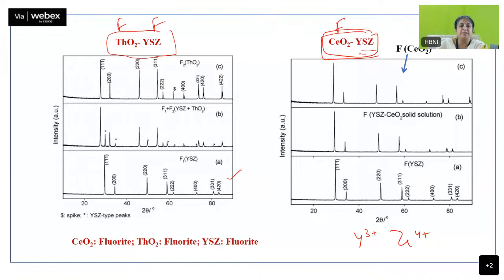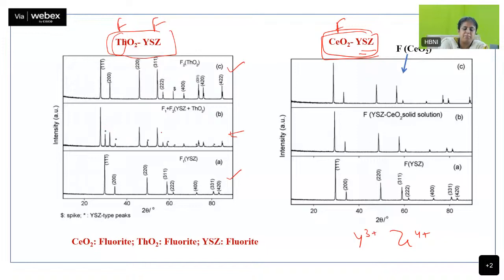This is the X-ray pattern of pure YSZ. This is the X-ray pattern of pure thoria. They look similar, they are only shifted. Why? Because the size of thorium is bigger than yttrium and zirconium. All right. But when I mix these two in 50-50 ratio, I get two sets of peaks.